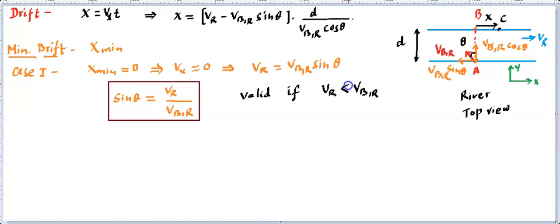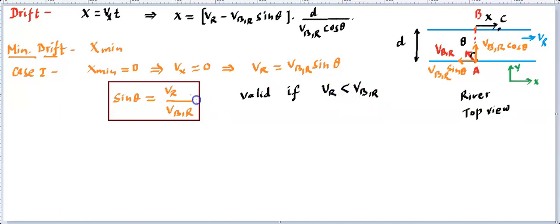So that means river velocity should be smaller and boat velocity should be larger. Then you can apply this expression. If it happened to be otherwise, it won't work. There is a limiting case as well. I am just rejecting the limiting case as of now. We can consider it separately.